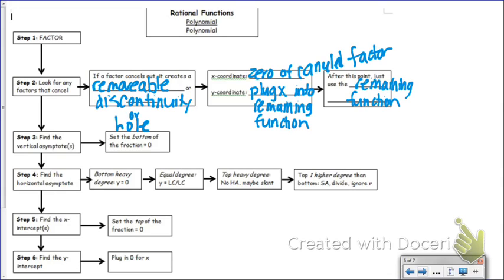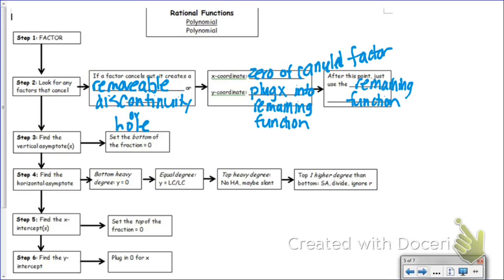And remember, this is top heavy after I've canceled everything out. So if I've canceled all my factors, if any do cancel out, and I still have a higher degree on the top by exactly 1 degree, then I'm going to have a slant asymptote. To find the slant asymptote, you divide. So I divide the top function by the bottom function. If you're dividing by x plus or minus a number, you could use synthetic division, otherwise you'd have to use long division. Then you can ignore the remainder when finding the slant asymptote. The remainder is not going to affect it, so we don't need it.